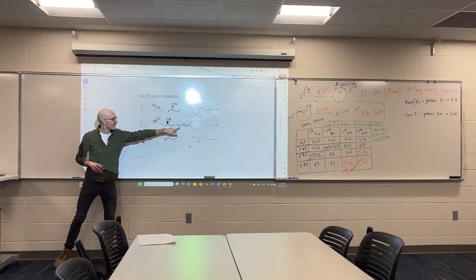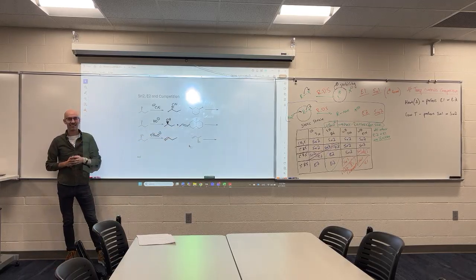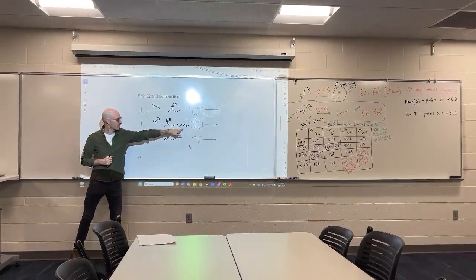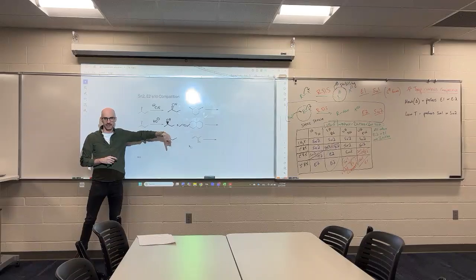If you added to the other side, it's not even a conformational isomer. It's a structural isomer. Okay, it's structural. These are structural isomers.